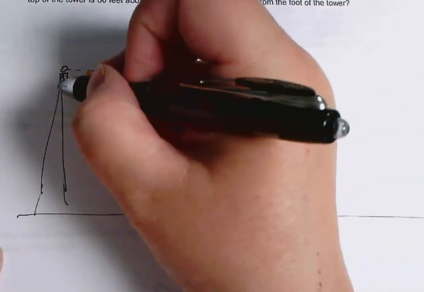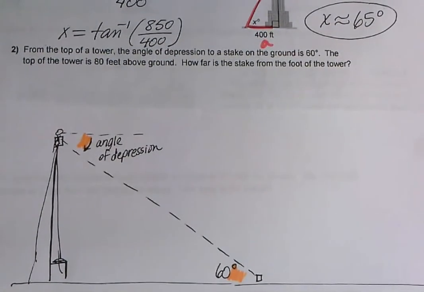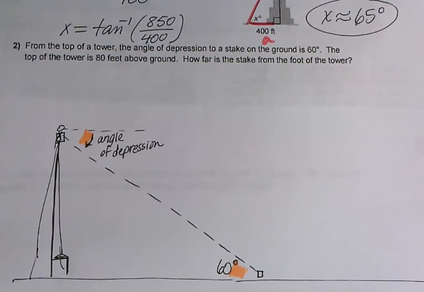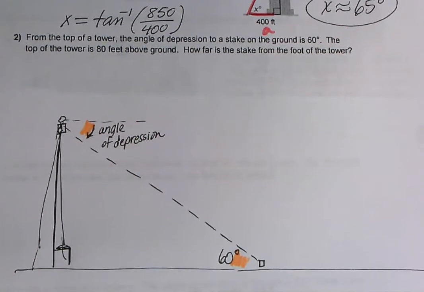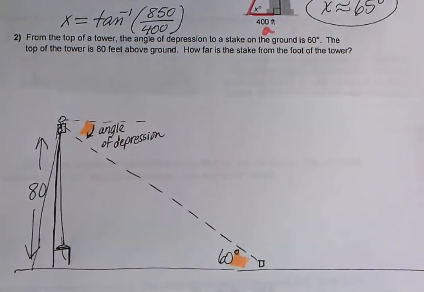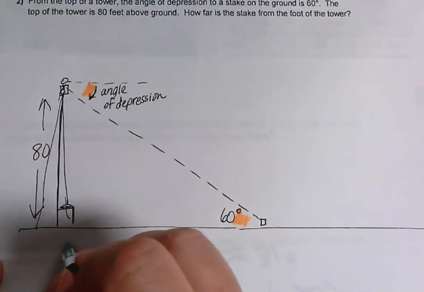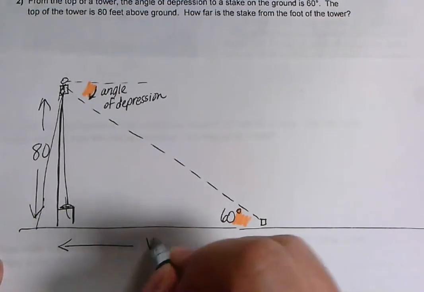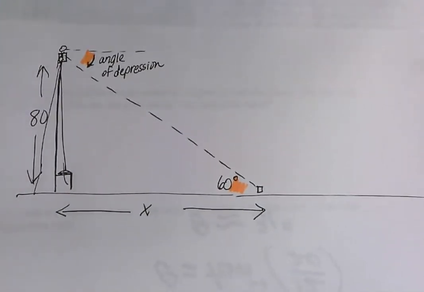Okay, so here is my triangle, my right triangle. From the top of the tower, the angle of depression to the stake on the ground is 60 degrees. So that's where that belongs. The top of the tower is 80 feet above the ground. So this is 80. How far is the stake from the foot of the tower? So we're trying to figure out this. So my first question to you here would be, are we trying to find a missing angle?